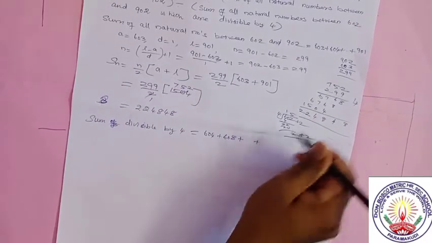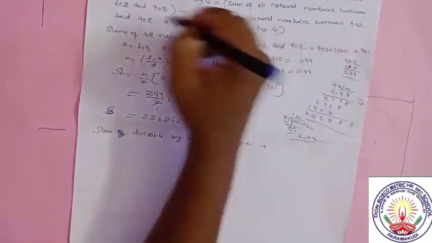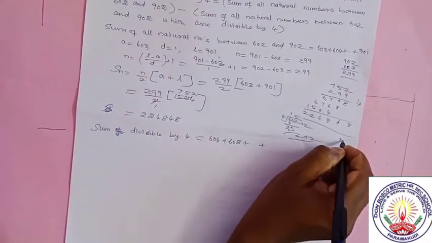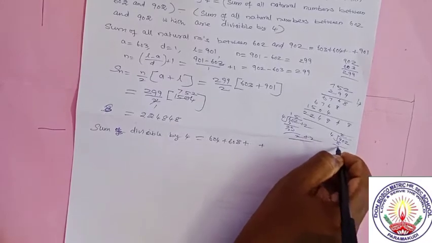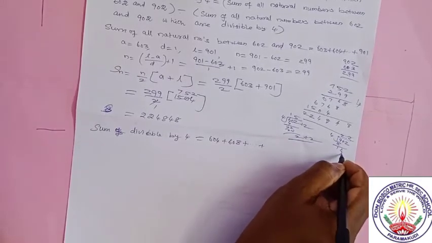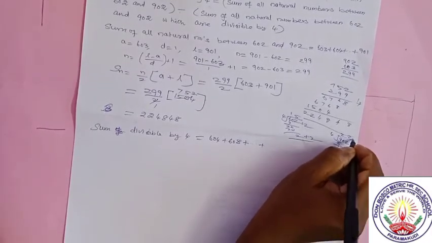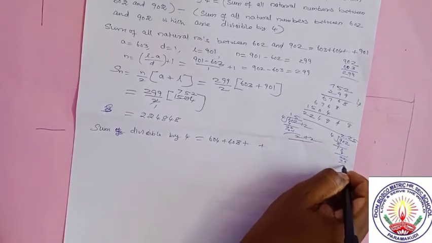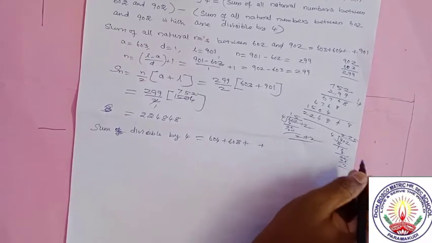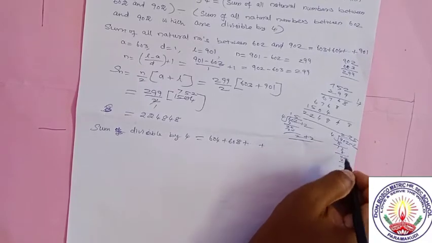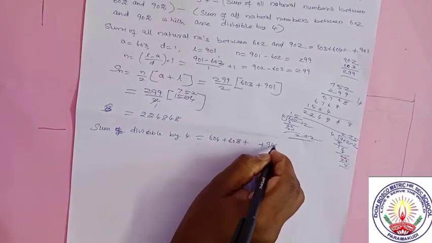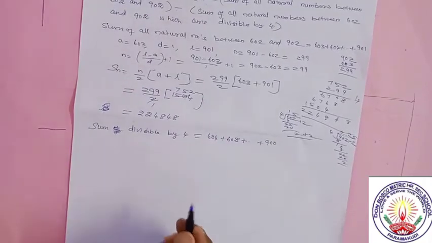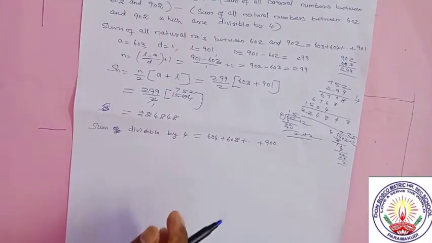To find the last term below 902, just divide 902 by 4. 2 4s are 8, remaining 1, 10. 2 4s are 8, remaining 2, 22. 5 4s are 20, so remaining 2. Since it has remaining 2, just subtract the 2 from the last number. 902 minus 2 is equal to 900. So the last number divisible by 4 is 900. So this is the sum of numbers divisible by 4.